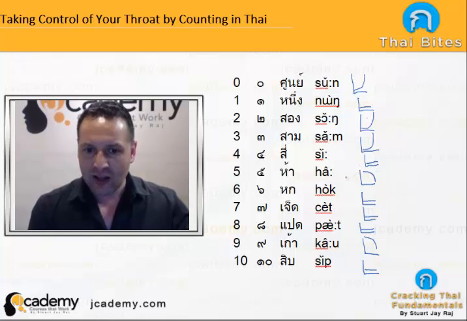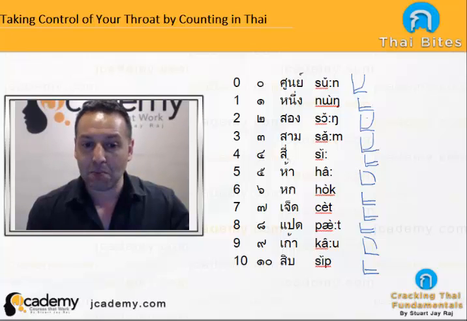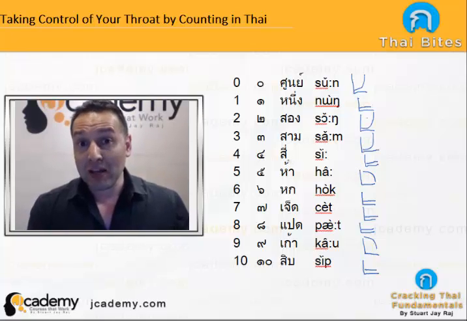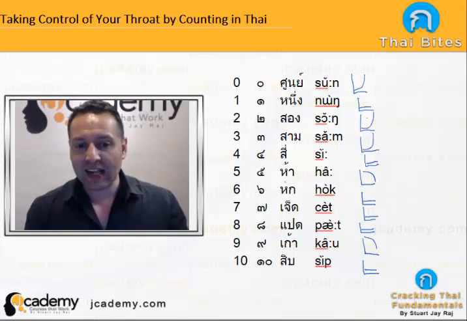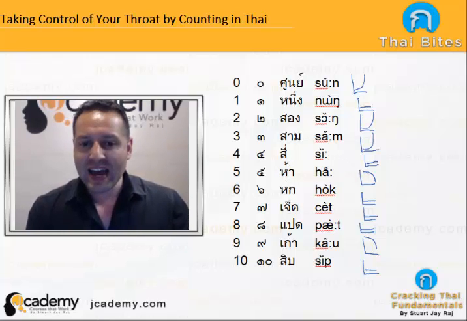So 4. Now, ha. Ha, we have this tone marker here. It's a mai tho. So you'll learn that a mai tho on a ห or this high class H sound, ha, is going to make it falling.